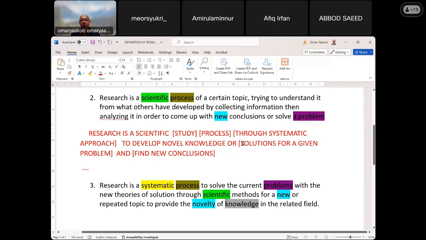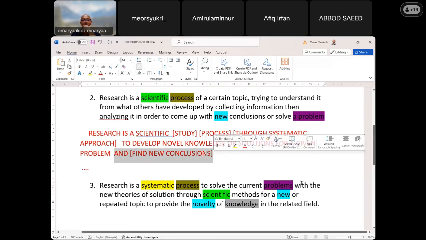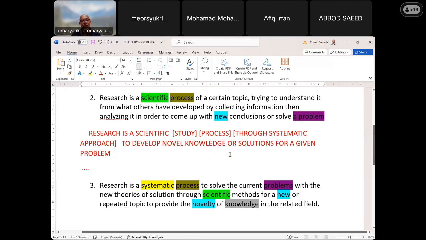Will you agree with this "or solution"? Yes, or solution, I think. Okay. So a given problem. And do you need this? It's repeated, I think, because developing new knowledge, finding new conclusions, is maybe redundant already. Yeah, redundant. Okay. Now you solve the big one. So you have already: research is something to develop novel knowledge or solution for a given problem.